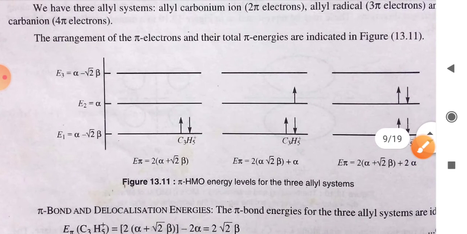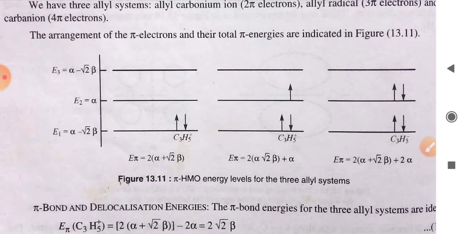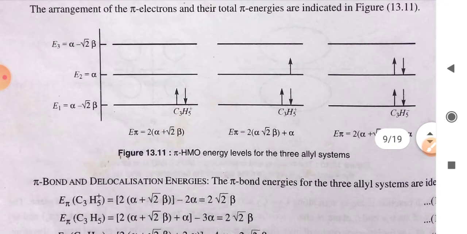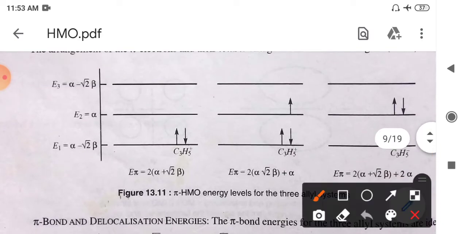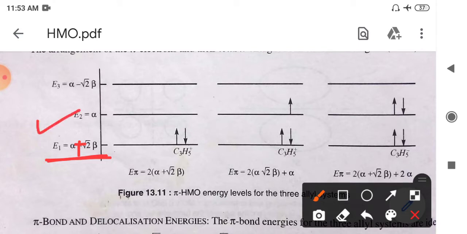The arrangement of electrons and their total pi energies can be found out by, first of all, writing the energy profile diagram. So what is the energy profile diagram? The first, lowest energy is alpha plus root 2 beta, then E2 is alpha, and the last, E3, is alpha minus root 2 beta. So E1 is alpha plus root 2 beta.